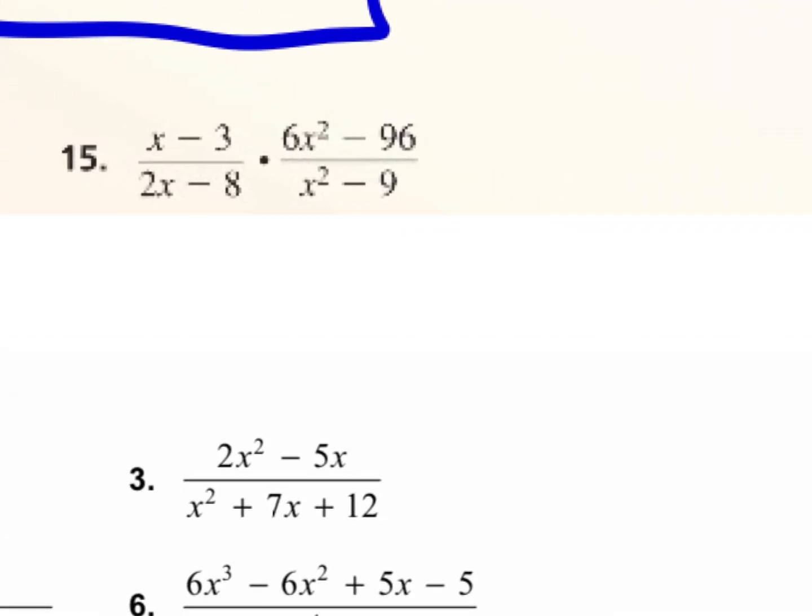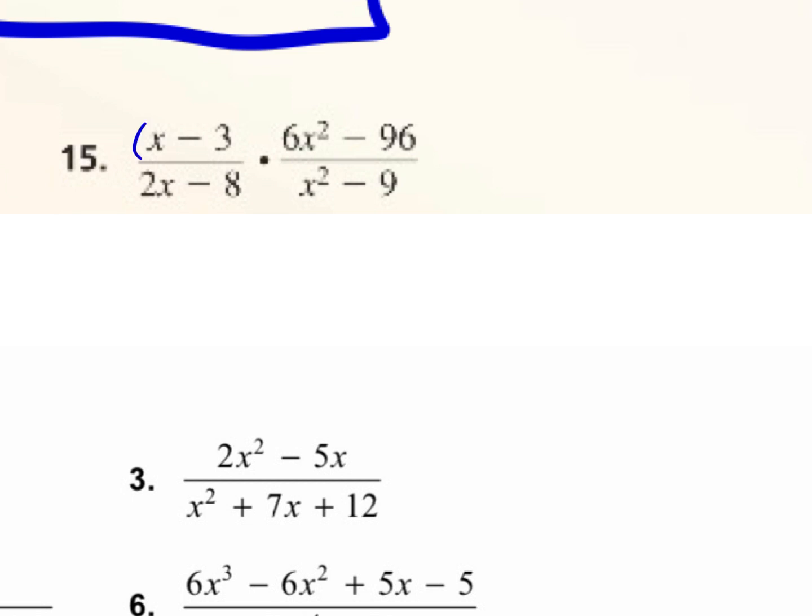So when multiplying, what's the first step? What should I do first here? That's when dividing, we want to keep change flip. But when multiplying, I want to factor each one. So we treat each part of this as different parts. We want to factor the top, then the bottom, then the top, then the bottom. So it's like 4 different factoring questions in one.